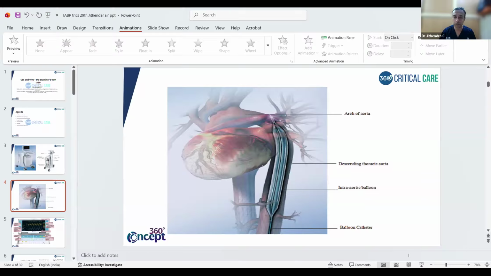So it will be just 2 to 3 centimeter distal to the offset of your left subclavian artery. That is where it should be positioned, and I'll be discussing that a little later. So this is how it looks in real time. This is the arch of the aorta and the descending aorta where your balloon is.